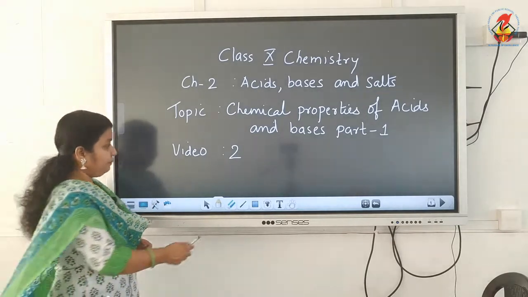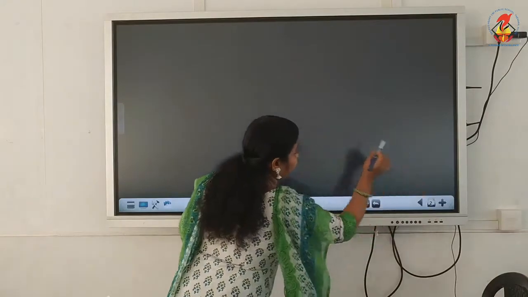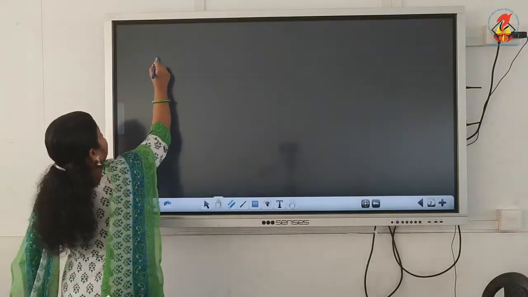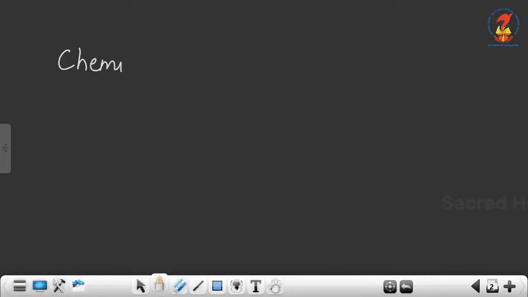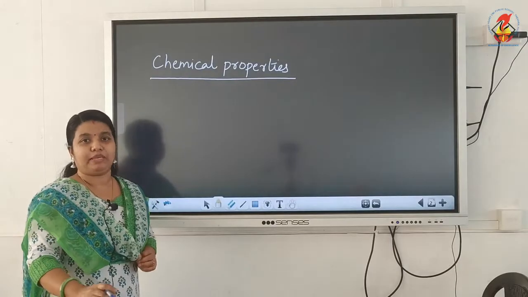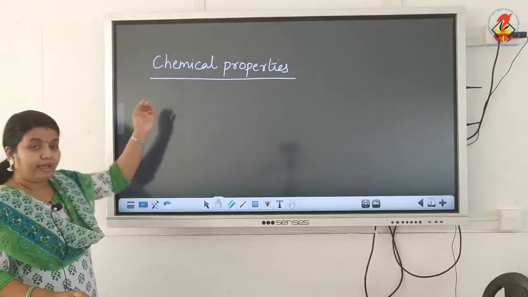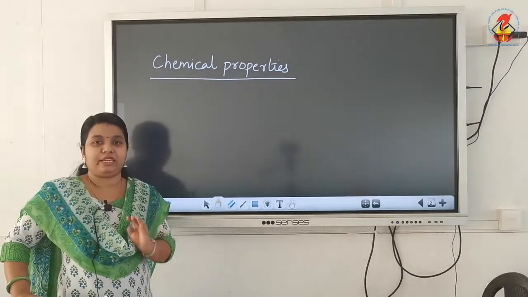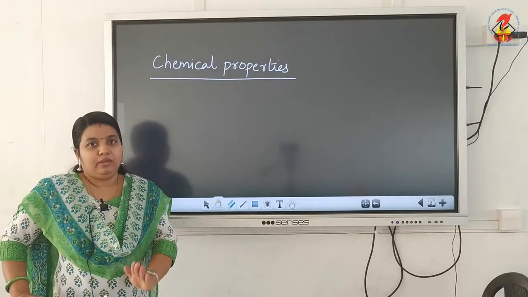Now we move on to the next topic of the chapter, the most important topic of this chapter, that is chemical properties. Chemical properties of acids and bases. Under this heading we have to learn about three different kinds of reaction.